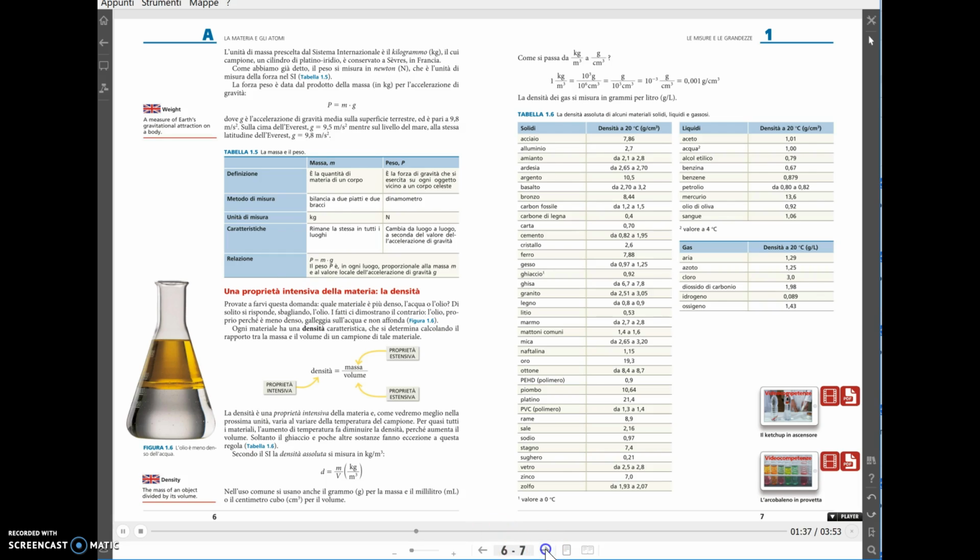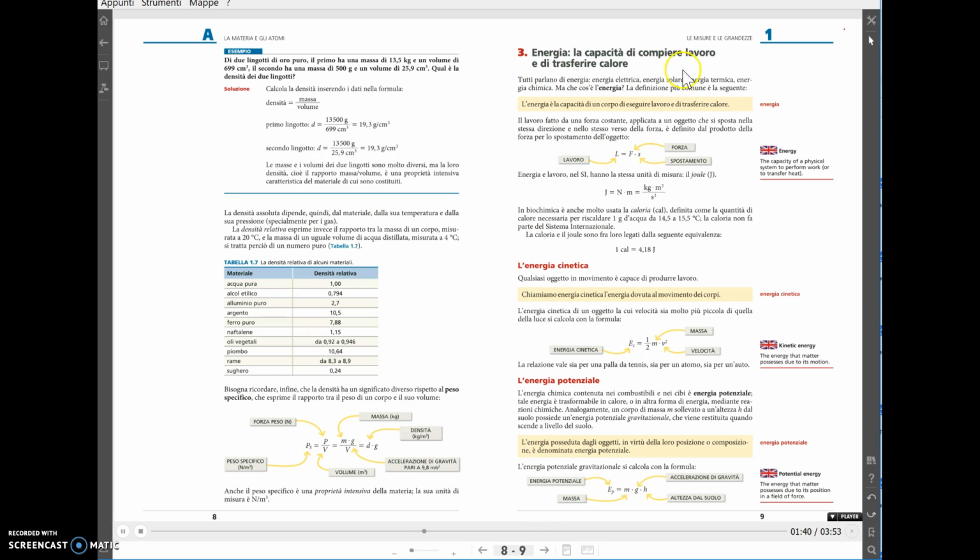C. Energy, the capacity to do work and transfer heat. Energy is the capacity to do work and/or transfer heat. Work is the product of force and the distance moved. W equals F multiplied by D. The unit of measurement of work is the joule, J.